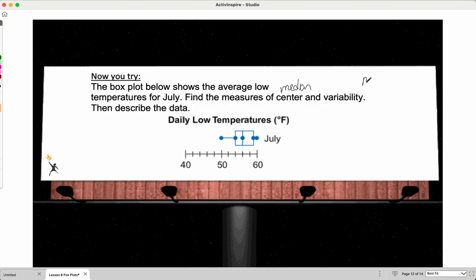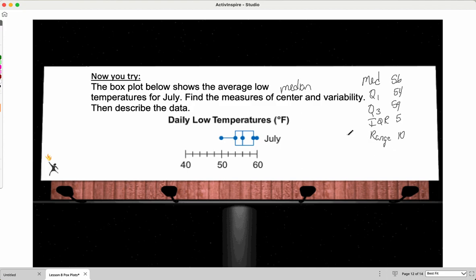All right, so again, we're going to find the median. This time we're going to say the median is 56. My Q1 is 54. My Q3, I'd say, was 59. That gives me an IQR of 5, a range of 10. I don't have any outliers.